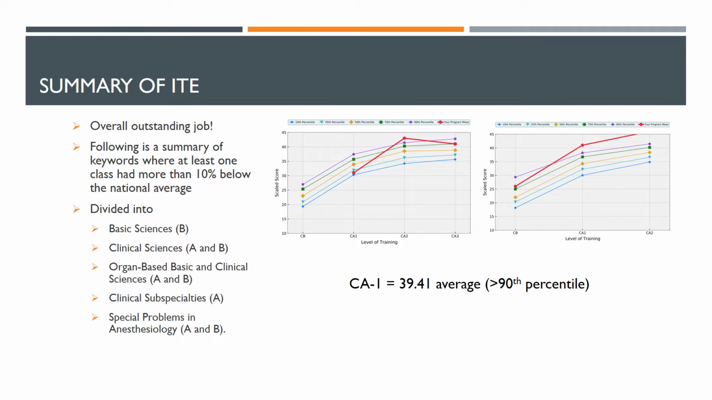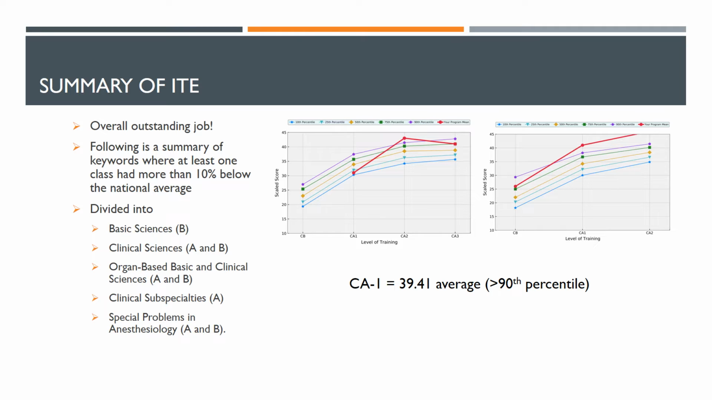They're divided into 5 different sections. So they're the basic sciences, which is, of course, a basic topic. The clinical sciences, which are both advanced and basic topics. Organ-based and clinical sciences, which are both advanced and basic topics. The clinical subspecialties comprise only advanced topics, and then special problems in anesthesiology comprise both advanced and basic topics.